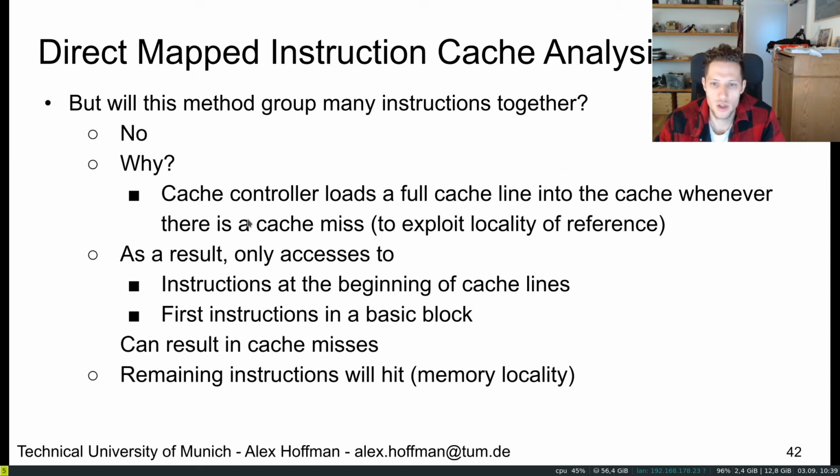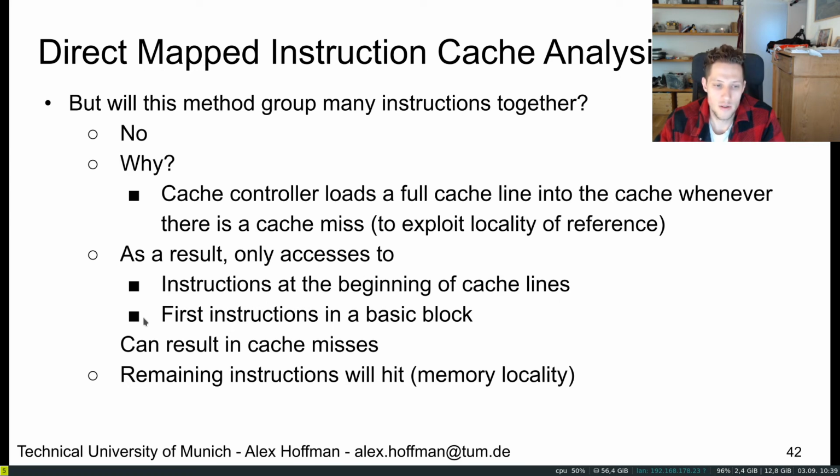and we know that a cache controller loads a full cache line, therefore we know that the only instructions that can actually get a miss are the first instructions in a cache line. Because if the first instruction misses, it will then load the entire cache line, therefore the second instruction will always be a hit because the line was just loaded. So the only ones that can result in a miss are instructions at the beginning of cache lines.